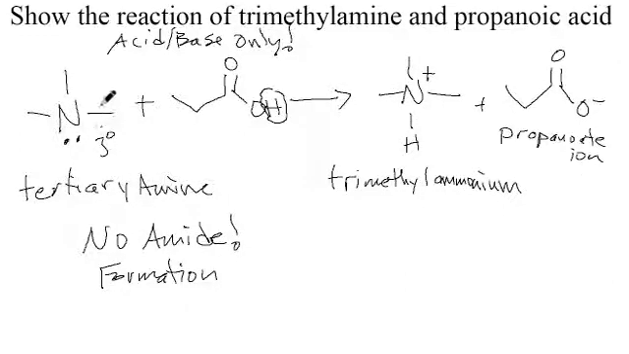So if we react a tertiary amine with a carboxylic acid, we're only going to do acid-base reaction. We'll form the ammonium version of the amine and a carboxylate anion.